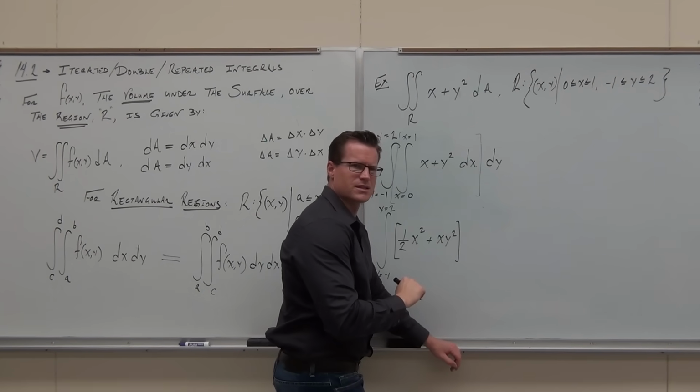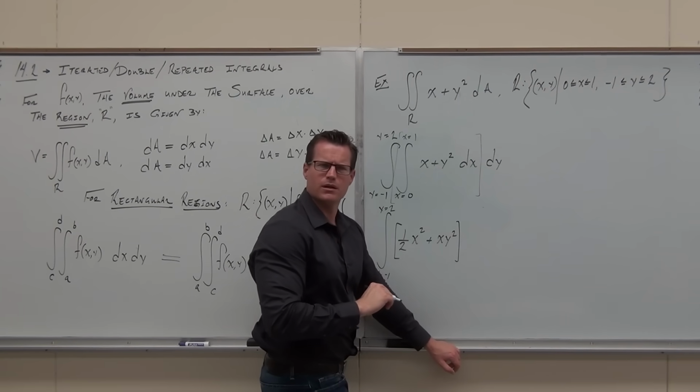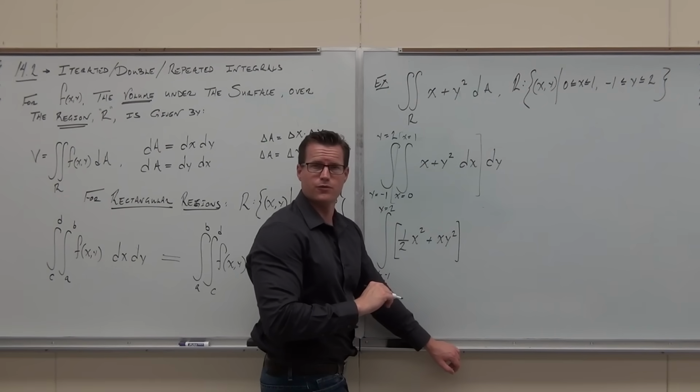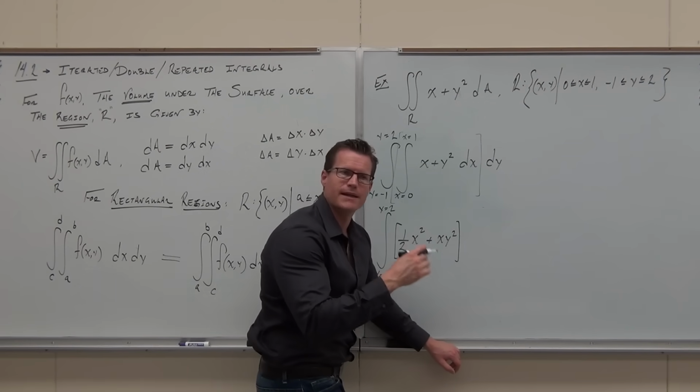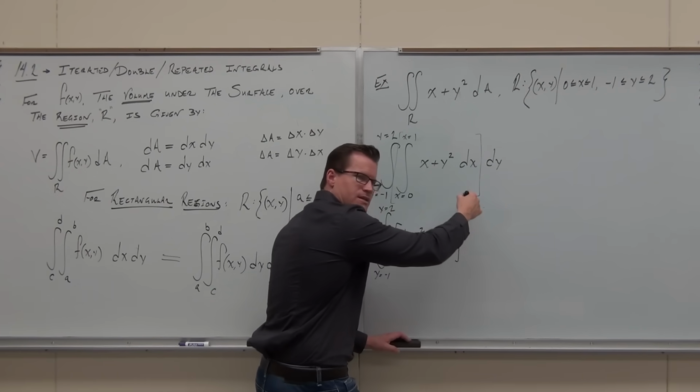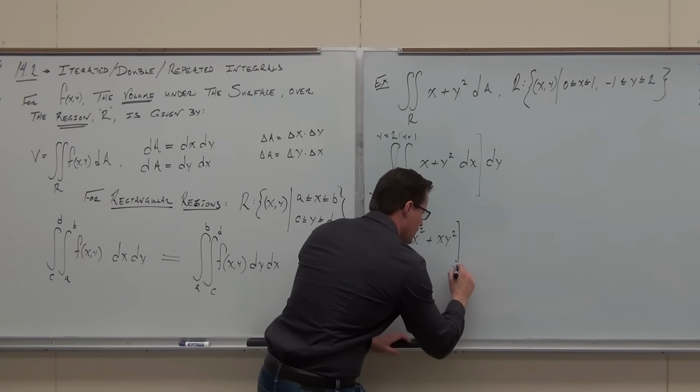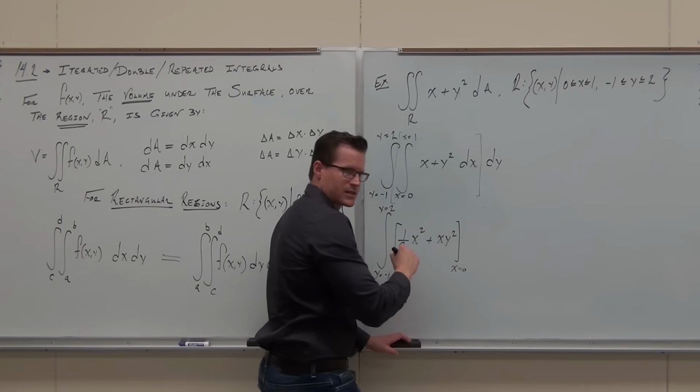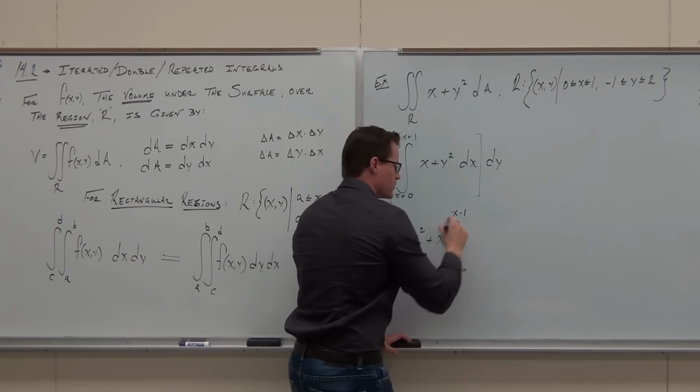Well, now let's evaluate it. What are we going to be plugging in? 0 and 1 for what? Write that down. So this, over on the right-hand side, you've seen this before. We're going to be plugging in x equals 0. We're going to be plugging in x equals 1.